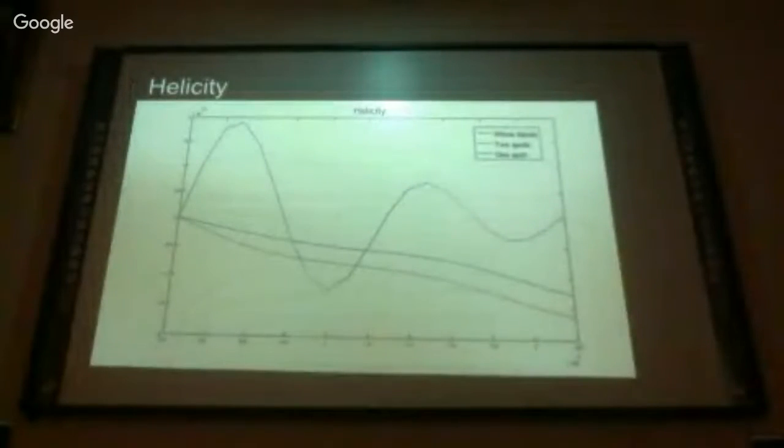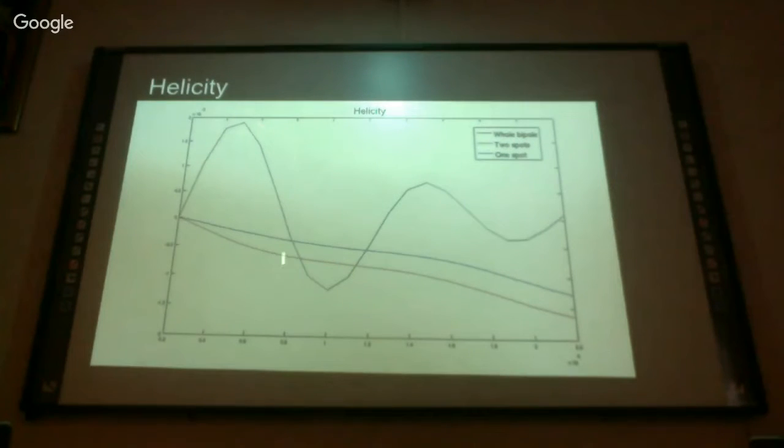This is the interesting part. So the helicity is A dot B integrated over the whole volume. A is the vector potential. Helicity, speaking loosely, gives you an idea of how much twisted your magnetic fields are. What we see here is that in the case where the whole bipole is twisted, it becomes positive and then it becomes negative, and it again becomes positive. So what we suspect here is that the handedness of the twist is changing.